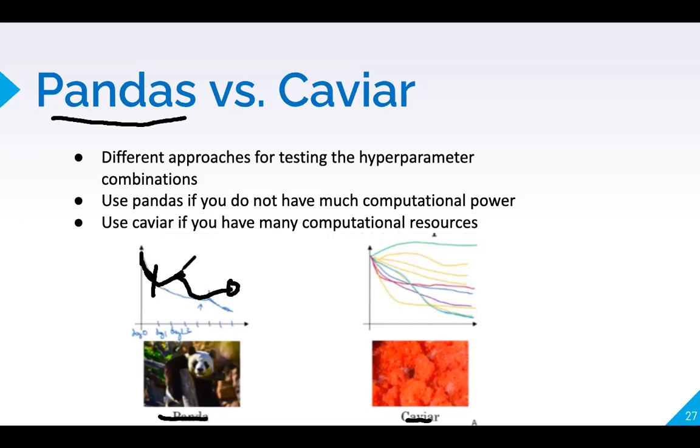Then we change the hyperparameters with these different combinations and it goes down again. So we can kind of change it as it's training. So that's one approach. The other approach is just do like 10 different curves with all the combinations.